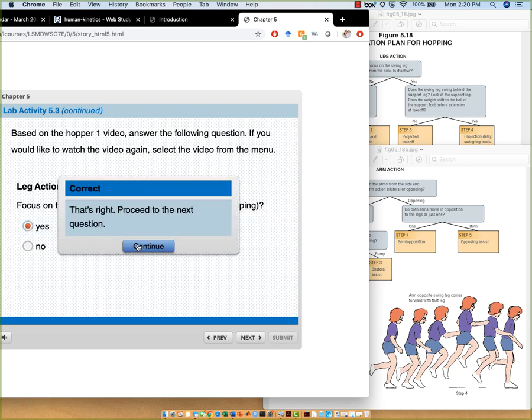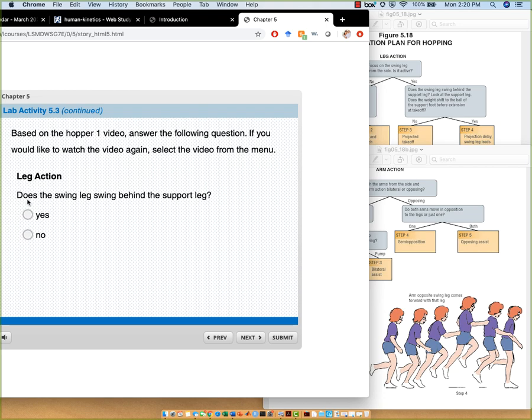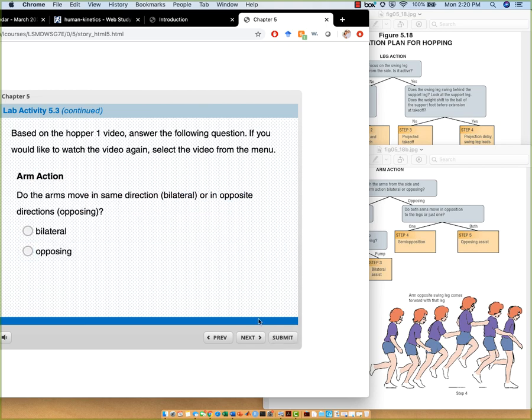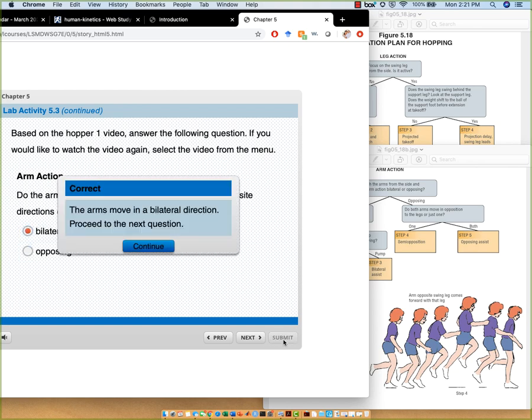That one's correct. And then the next one is, does a swing leg swing behind the support leg? In this case, not really. It mostly stayed in front of the support leg. Let's see if we got this one correct. Good. So let's go to the next one. The arms move in the same direction, meaning both arms together, or in opposite directions. As we said, it looks like they're both moving at the same time. So let's see if that one's correct.